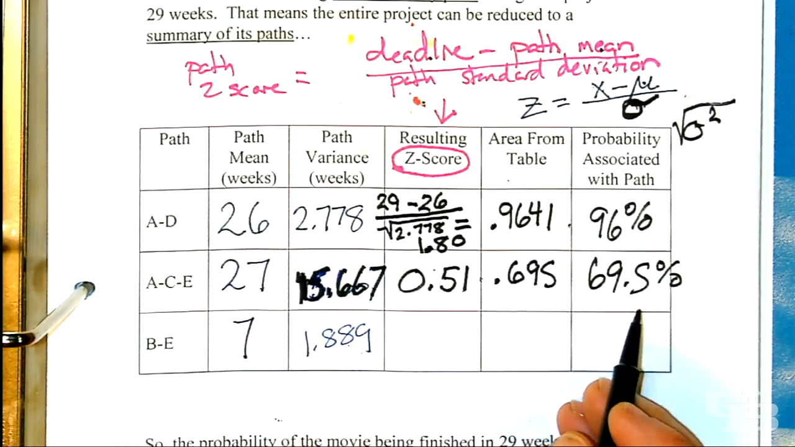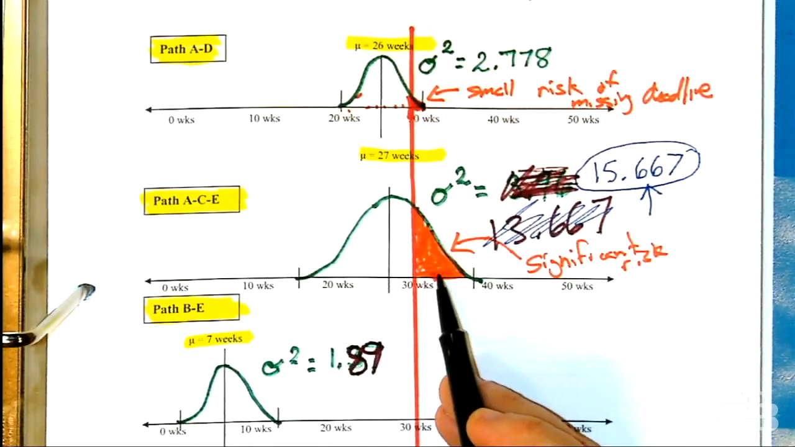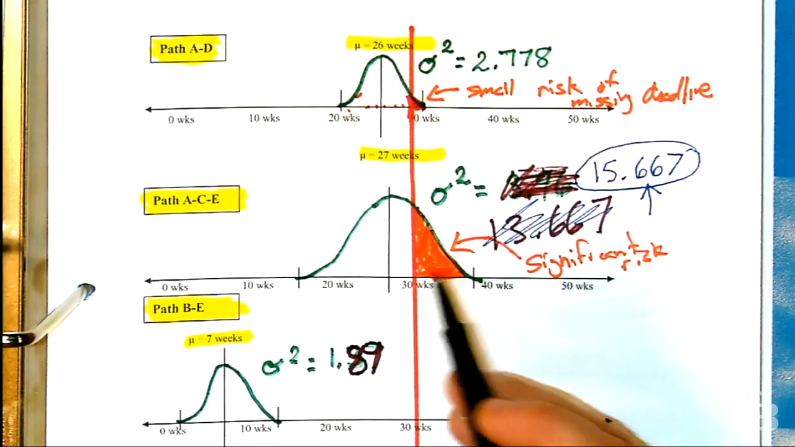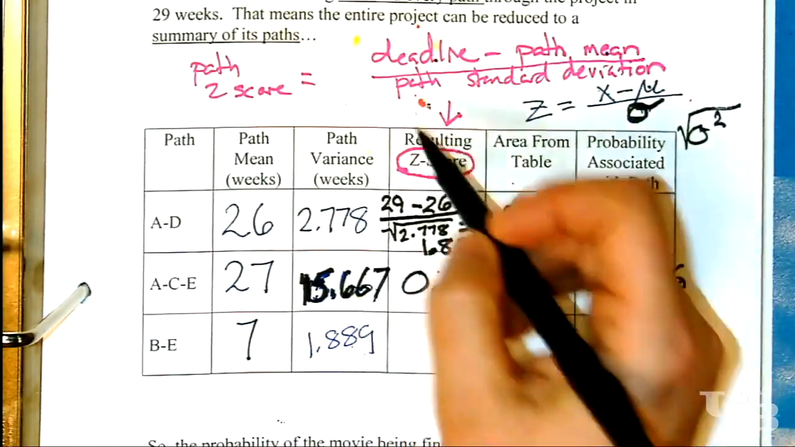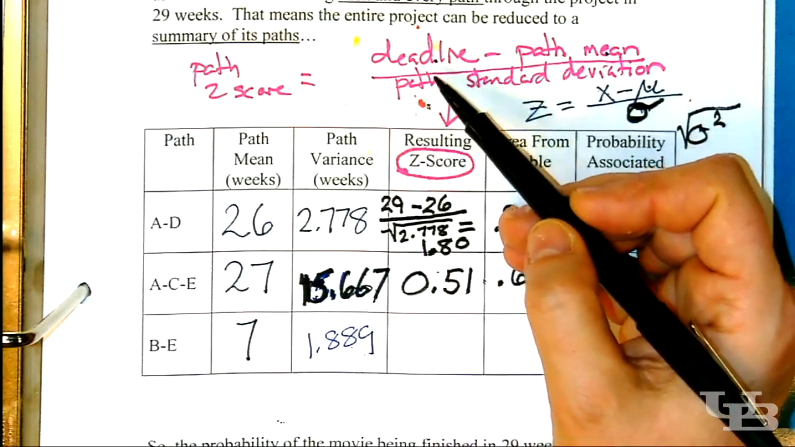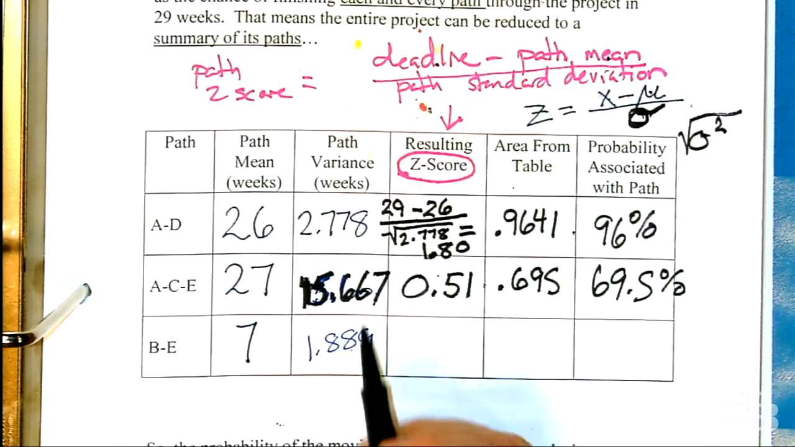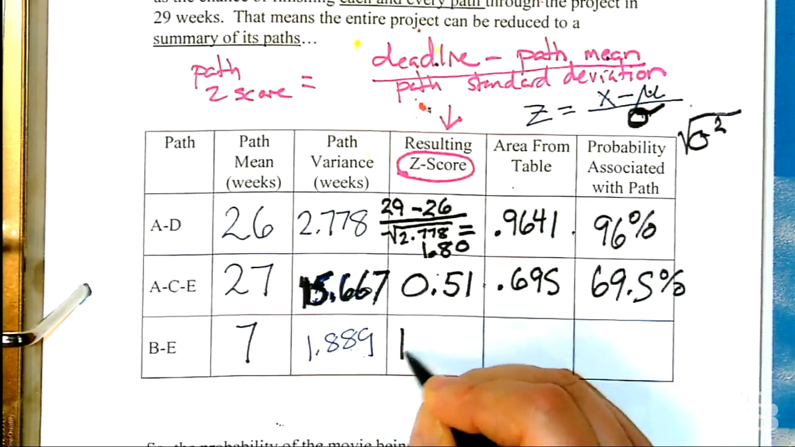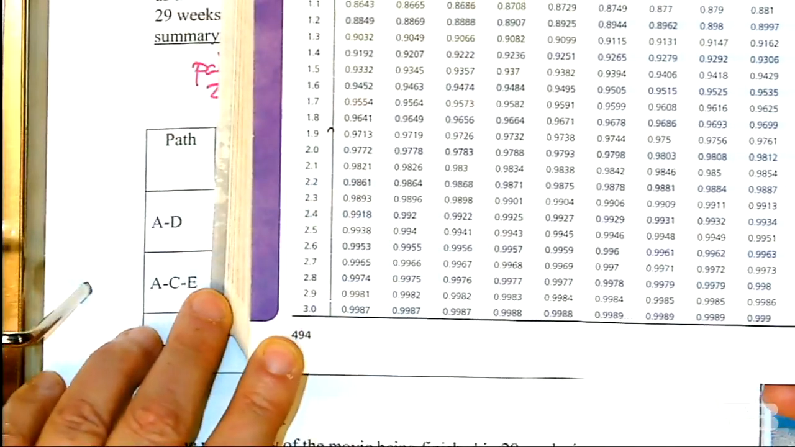That's the chance of making the deadline, meaning there's about a 30% chance of not making the deadline. That's that big chunk that we could see in the illustration. With task BE, you can calculate the z-score. The deadline's still 29 minus 7. That's the length of that path, divided by the square root of 1.889, and you get this big number, 16.01. Now, you can go to the z-table if you need to, but the z-table doesn't go up any farther than a little bit more than 3.